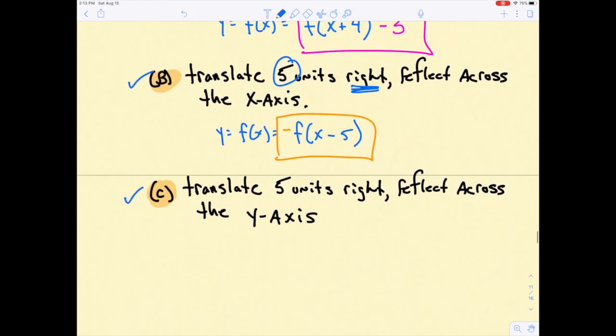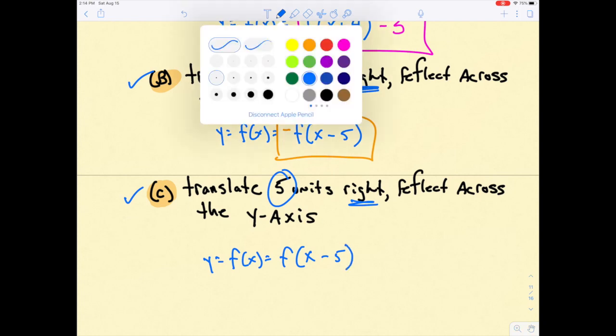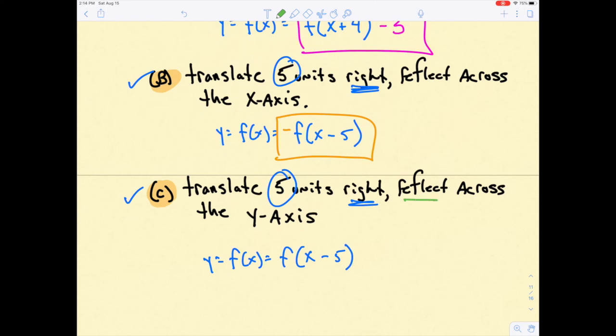Now let's do one more piece. You're going to notice that these are almost exactly the same. So we have y equals f of x equals f of, and here we go, 5 units to the right. So x and 5 and negative, right? So we're going to go opposite. And then reflect across the y-axis. One more time, I'm going to go with a different color because this time we're doing reflect. So we want to introduce a negative sign, but we're going to reflect across the y-axis. So what's key here is you're only going to make the x negative, all right?